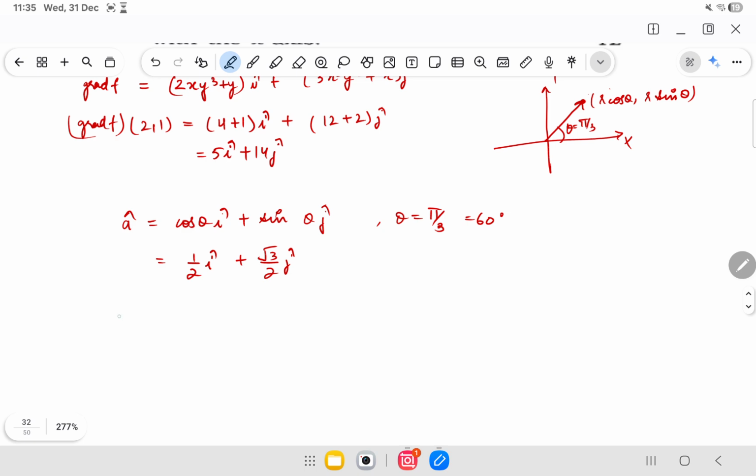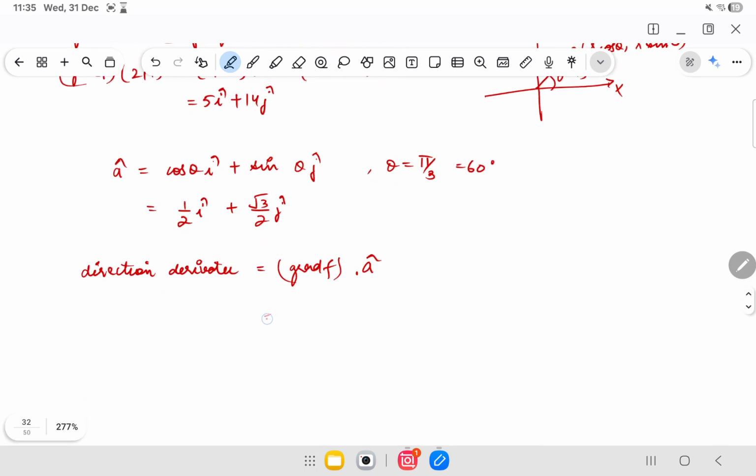So if I find the directional derivative, it will be equal to grad f dotted with this direction, which gives me 5 by 2 plus 14 times square root 3 by 2, which simplifies to (5 plus 14 square root 3) by 2.